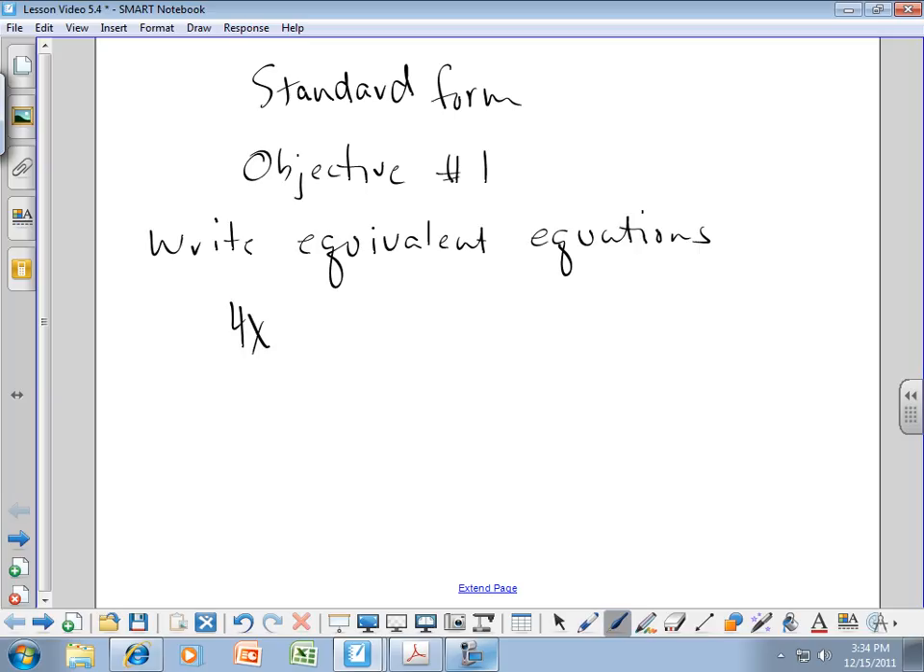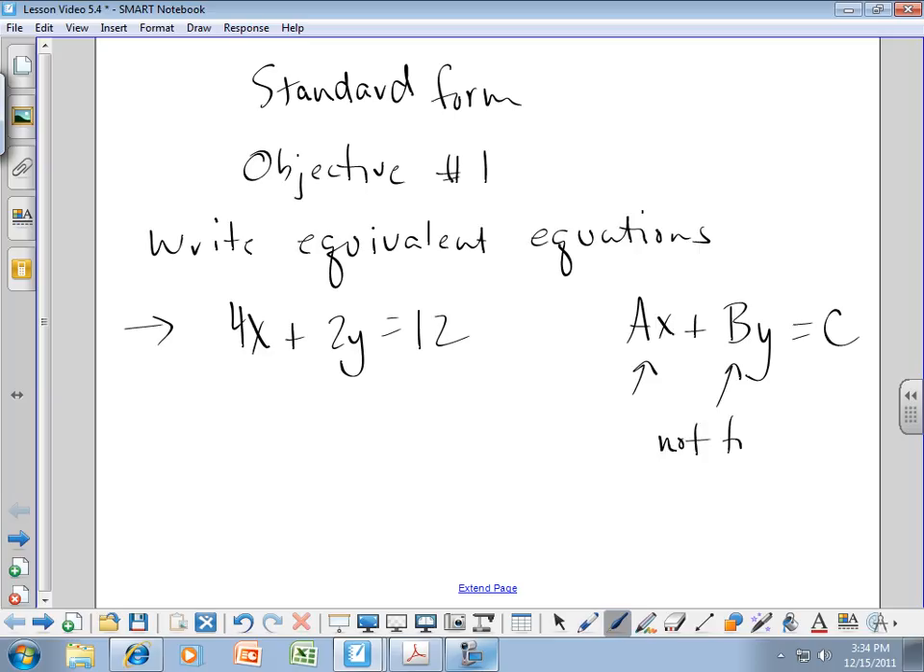equivalent equations. All right? I'm going to write an equation here, which, by the way, this equation is in standard form because a standard form is ax plus by equals c. I think the easiest way to explain it is get the x and the y on the same side. Okay? And then the numbers that don't have x's and y's go over here. Oh yeah, make sure that these numbers right here are not fractions. Okay? And let's let a be positive. Okay? So you just have to manipulate things until you get that.